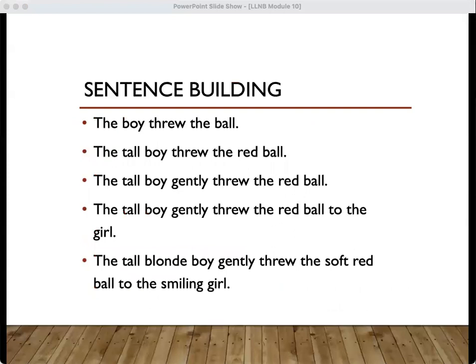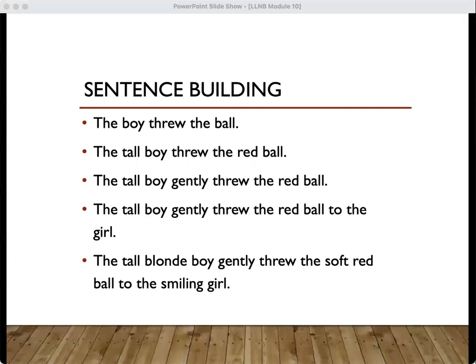Sentence building. This is another exercise that can help learners to write better sentences. You're going to ask your learner to write a 5-word sentence. Before they start writing, point out that there are a few rules to follow. They have to have a noun, an action verb, and an object. It should not include any proper nouns, pronouns, or prepositions. The example we show is the boy threw the ball. It could be the dog ate the homework, or the girl drew a picture.